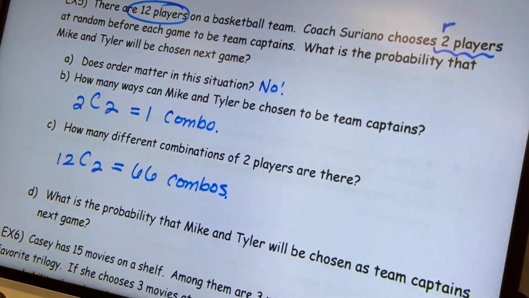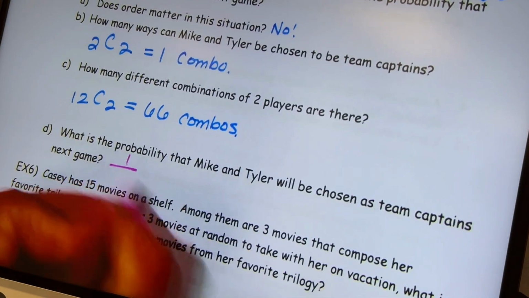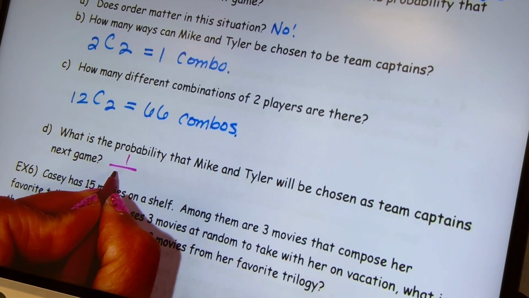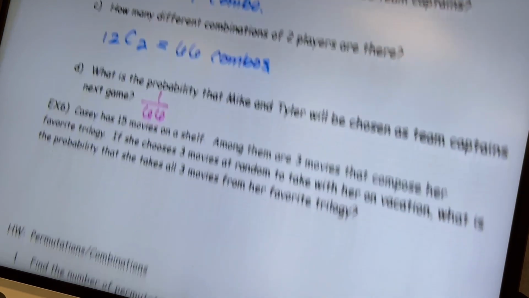Okay. And now we need to find the probability that Mike and Tyler will be chosen as team captains next game. Well, that can only happen one way, out of how many total? 66. So is it likely to happen? No. It's not likely. It'd be cool if it did.